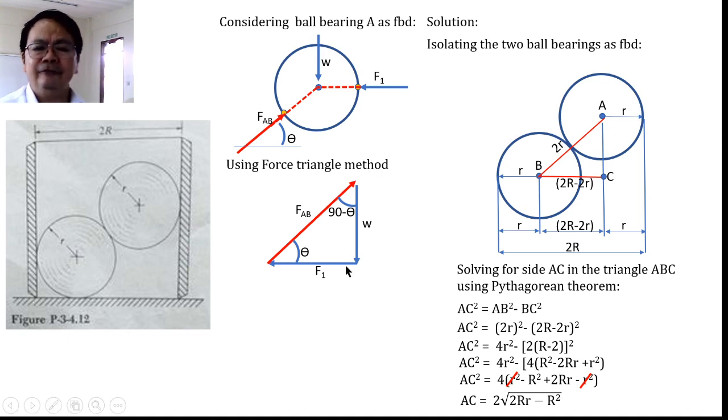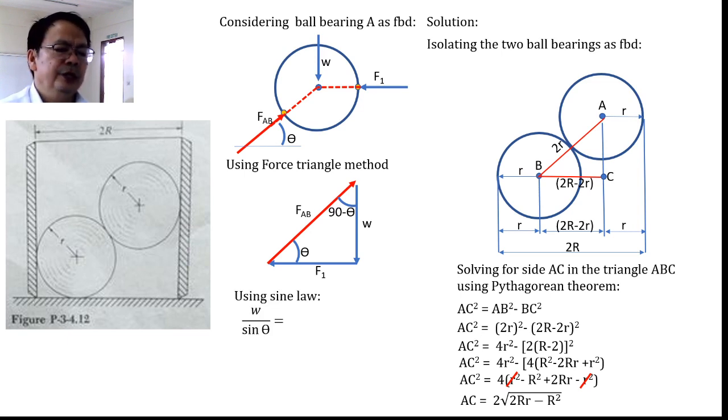And because we now have a force triangle, we can now apply the sine law. Sine law, a function of a triangle. Using the sine law, you have now W is to sine of the opposite angle, which is sine of theta, shall be equal to F sub 1 is to sine of the opposite angle, which is sine of 90 minus theta.